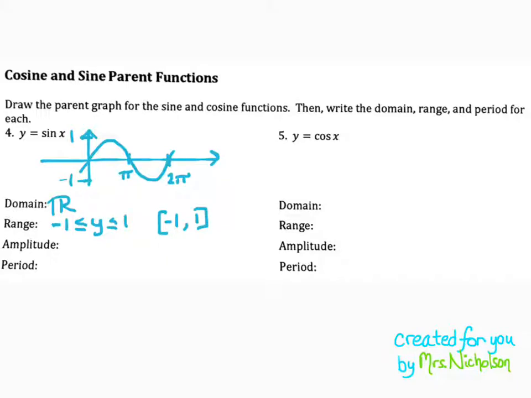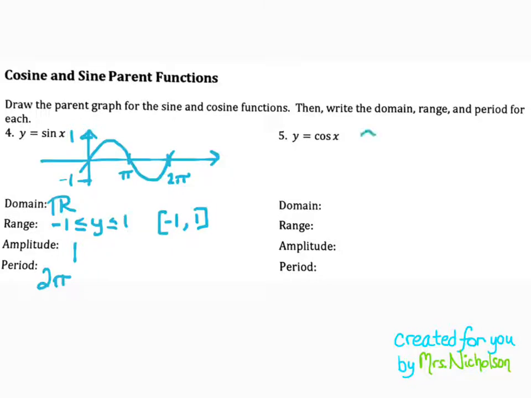The amplitude for the parent graph is 1. Remember, the amplitude is the distance from the middle to the top, or the distance from the middle to the bottom. And in this case, that's 1. Period is the amount of time that it takes to complete one cycle, and that's 2 pi.